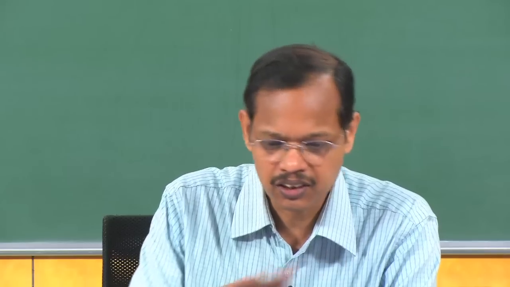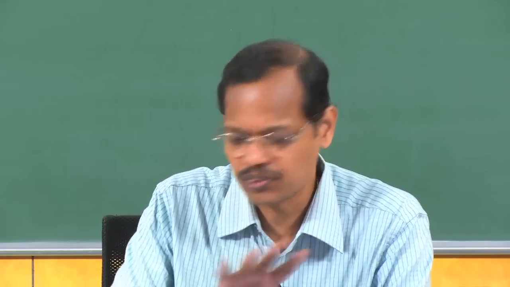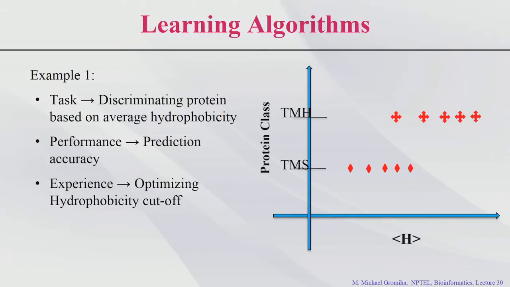So, that depends on your problem, you can choose different types of algorithms. Here I give a few examples. The first task is to discriminate proteins with some feature. For example, here I used a very simple feature, hydrophobicity, which is only one value. Using this one value, how can we discriminate two types of proteins?